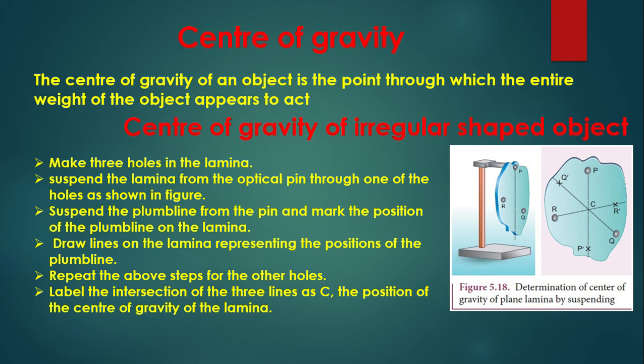Make 3 holes in a lamina. Suspend the lamina from the optical pin through one of the holes as shown in the picture. Suspend the plumb line from the pin and mark the position of the plumb line on the lamina. Draw lines on the lamina representing the position of the plumb line. Repeat the above steps for the other holes. Label the intersection of the 3 lines as C. C is the position of the center of gravity of the lamina.